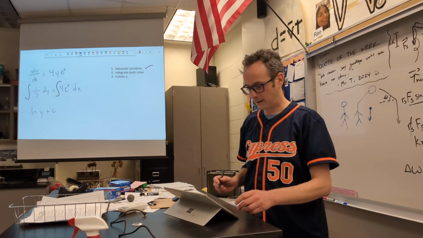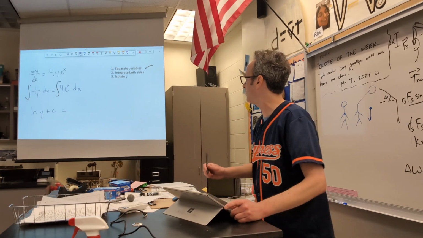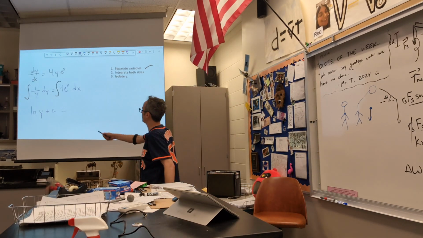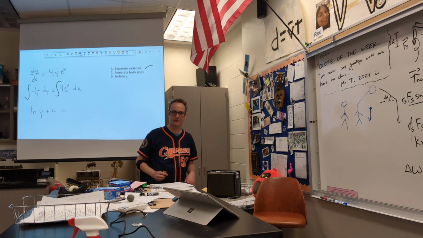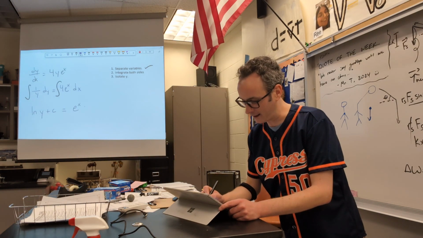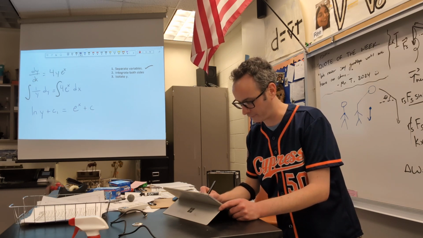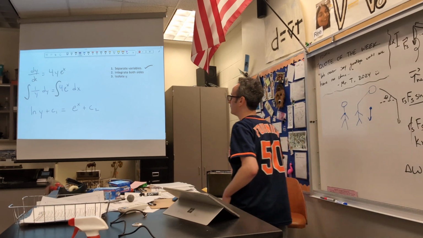Okay. So then I do that, and then I'm going to integrate the next side. 4 is a constant. I don't need to worry about it. What's the integral of e to the x with respect to x? E to the x. And then we got plus c. Well, they're different c's, so I could call one c1, c2.